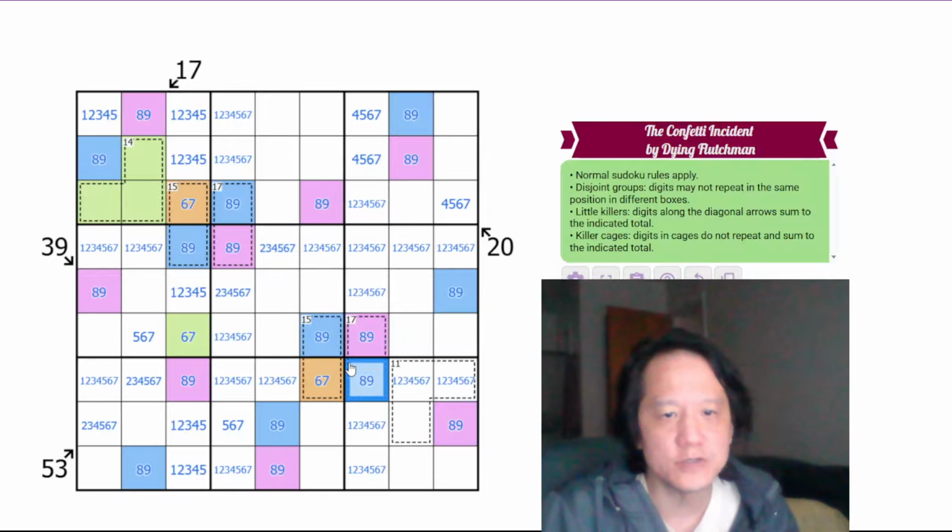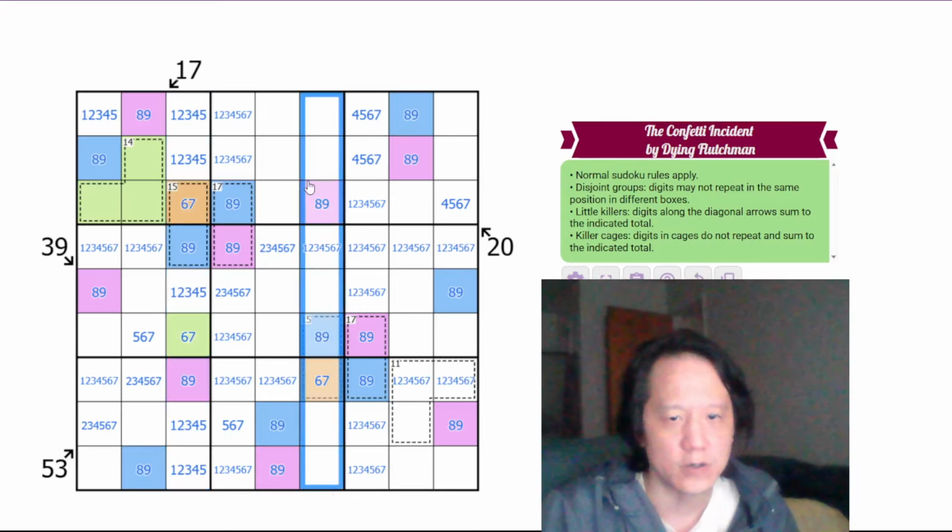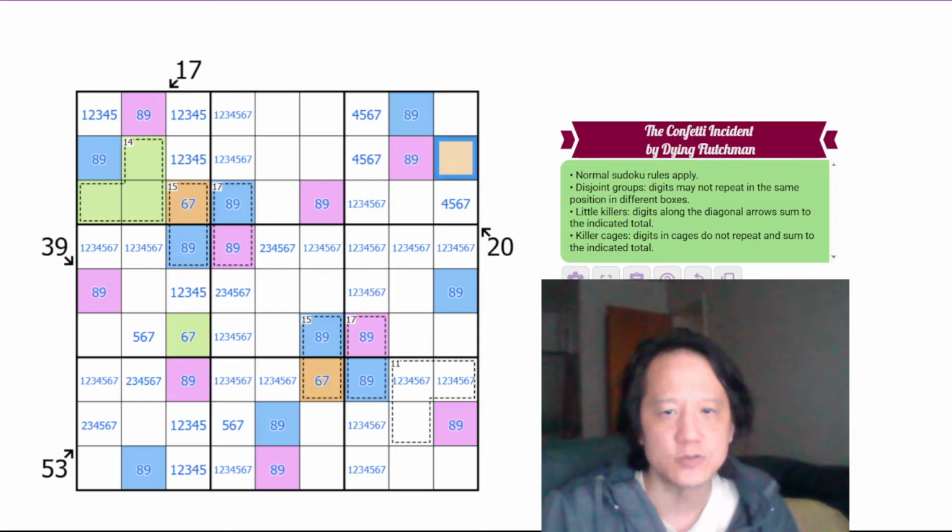Okay, we still need an orange 6, 7. Where is it going to be? We have it already in the upper right corner and the lower right corner. We need it in the central right position. And it cannot be central right here or here. So this is the last central right, 6, 7.